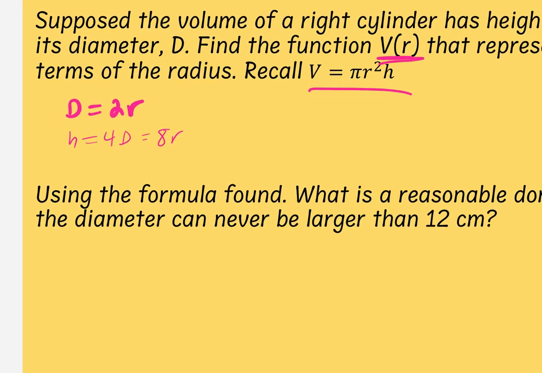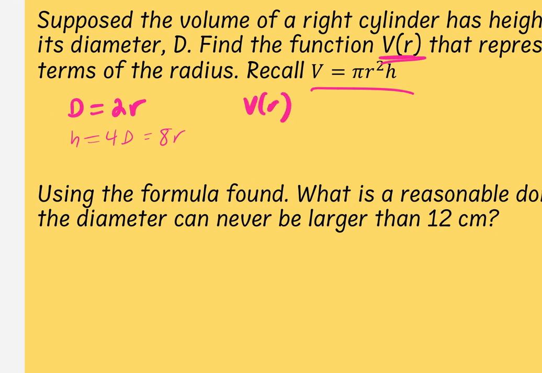So now I can say the volume as a function of the radius equals pi r squared times the height. R stays r, and my height is 8r. If this was multiple choice, I'd look at my answers because that one might be there. If not, I'd rewrite it as 8r cubed pi. Either of those might be there. With me so far?